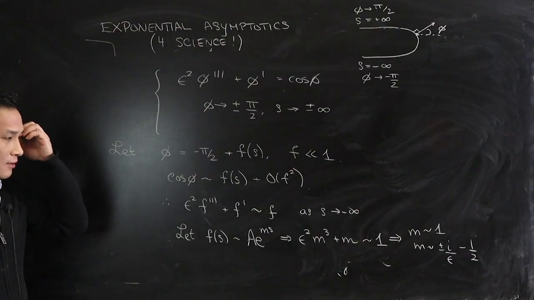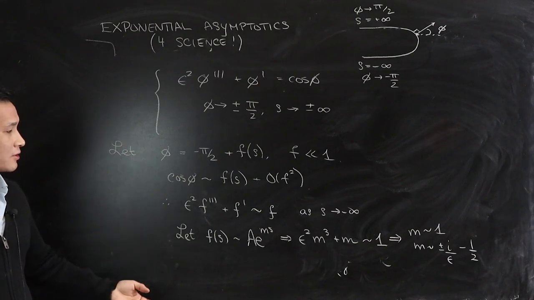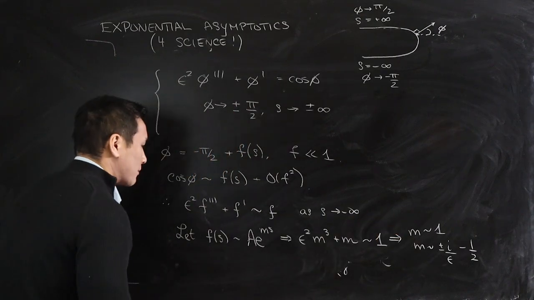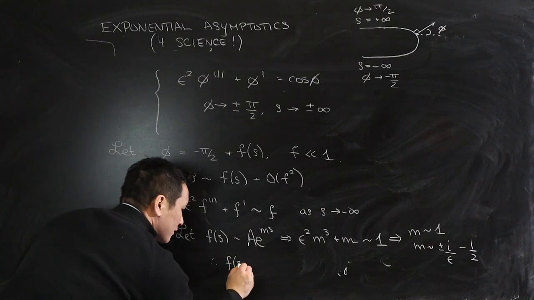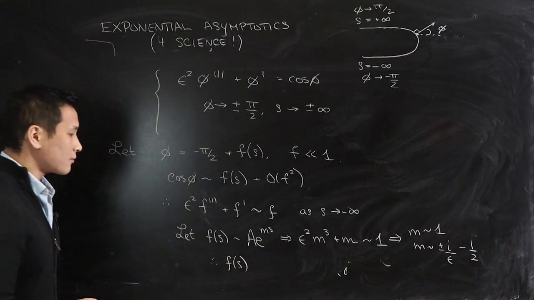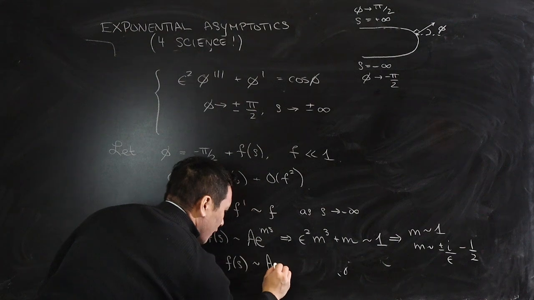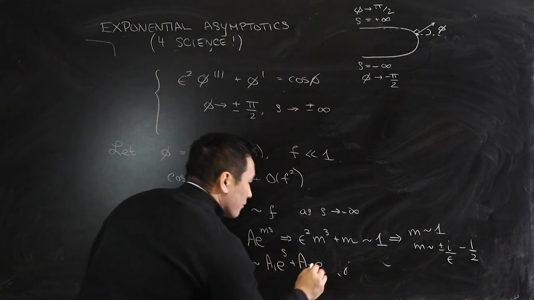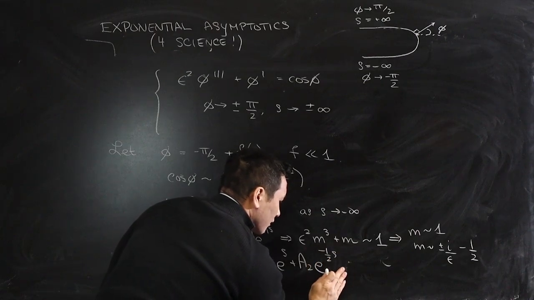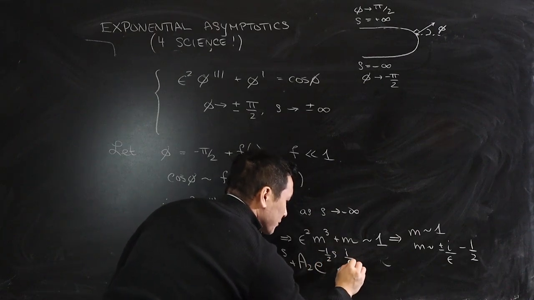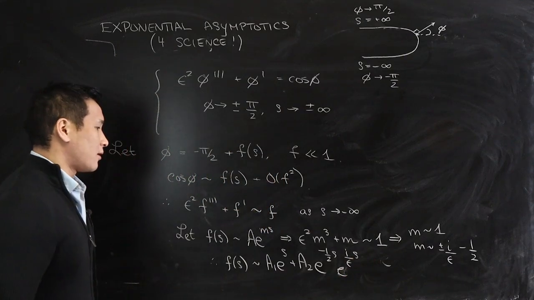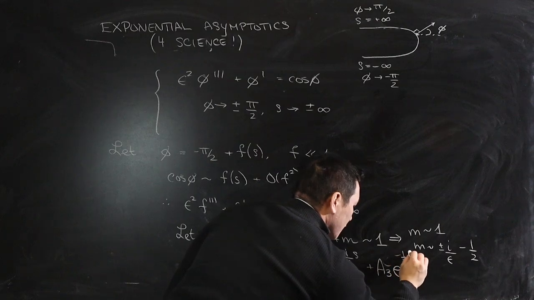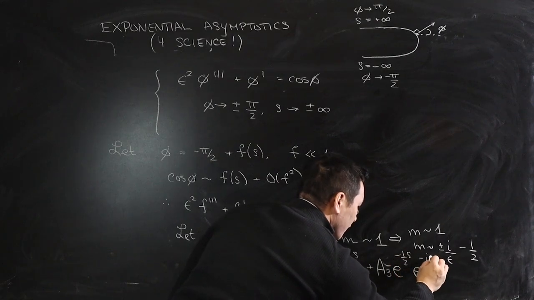Okay. So basically, at minus infinity, the solution has to behave like a linear combination of exponentials with these three modes, and you have that f of s should be, say, a1 e to the s plus a2 e to the minus 1/2 s times e to the i over epsilon times s plus a3 times e to the minus 1/2 times s times e to the minus i s over epsilon.